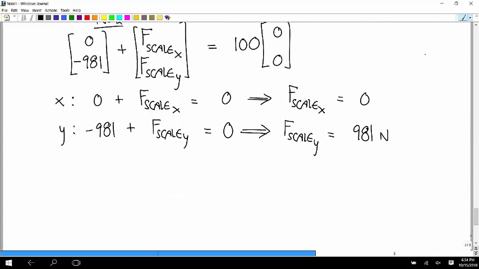So to put this all together into a force vector, the force F scale vector has a 0 x component and a y component of positive 981 newtons.